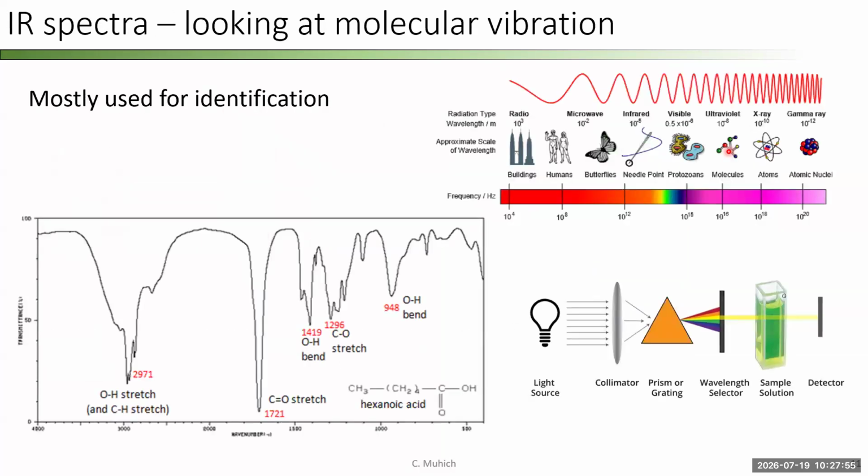Let's start with IR spectra, or infrared spectrometry. If we look at the various length scales of the electromagnetic spectrum, so light, IR sits right here, just below visible light. And so it's going to have wavelengths which are longer than what your eye can see.